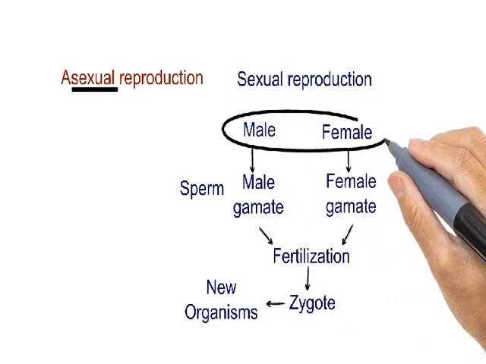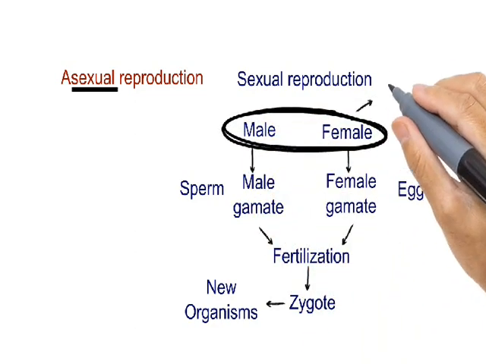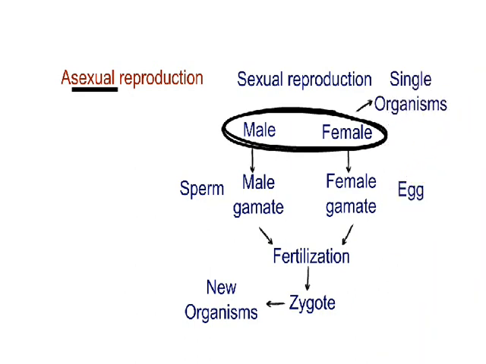In some cases, the male gamete and female gamete both are produced by a single organism only. In this also, the male gamete and female gamete will fuse and produce a zygote, and finally the zygote will be converted into the new organism. So this happens in case of sexual reproduction. But in case of asexual reproduction, such fusion of gametes is not observed.